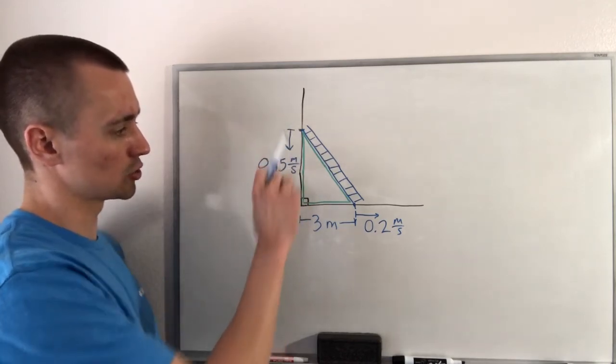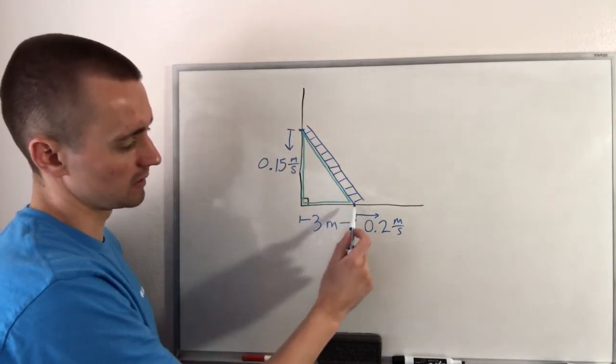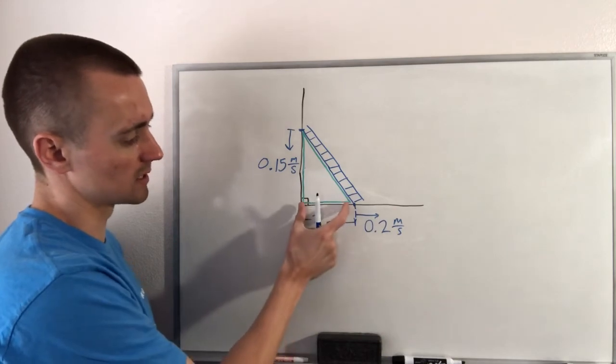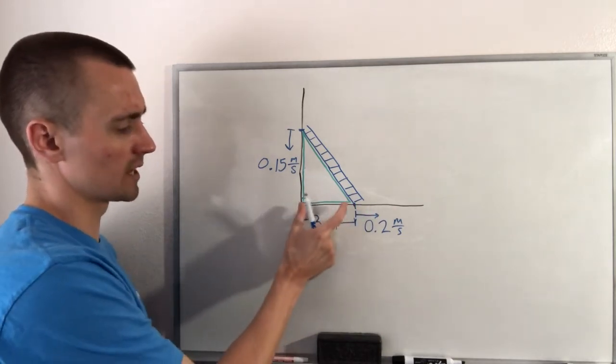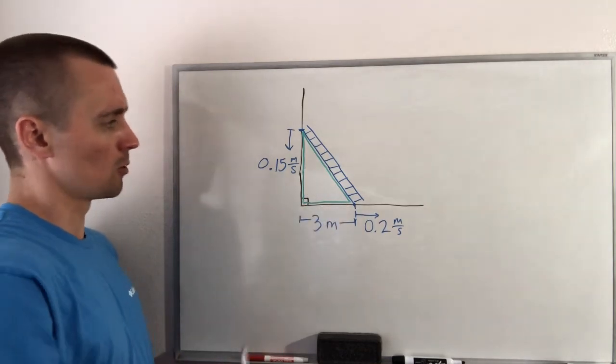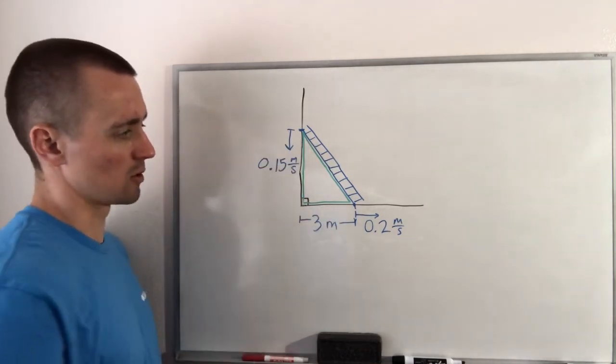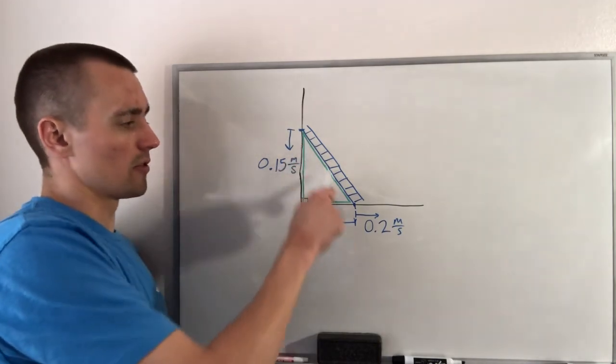So we know the rate that this point is moving, or the rate that this side length is shrinking. We know the rate that this point is moving, which would be the rate that this side length is lengthening. And we also know the length of this side at this moment. We do not know the length of this side at this moment. And we also don't know the length of the ladder.